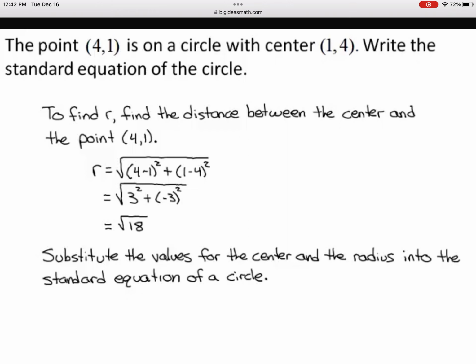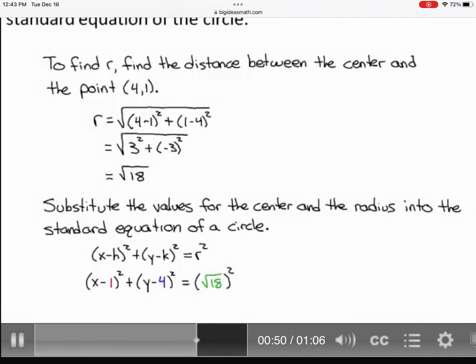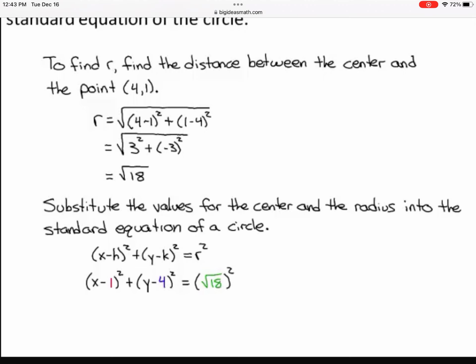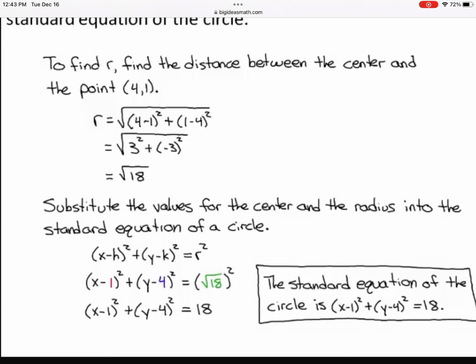The standard equation of a circle is the quantity x minus h squared plus the quantity y minus k squared equals r squared. Substitute 1 for h, 4 for k, and the square root of 18 for r to get the quantity x minus 1 squared plus the quantity y minus 4 squared equals the square root of 18 squared, which simplifies to the quantity x minus 1 squared plus the quantity y minus 4 squared equals 18. So the standard equation of the circle is the quantity x minus 1 squared plus the quantity y minus 4 squared equals 18.